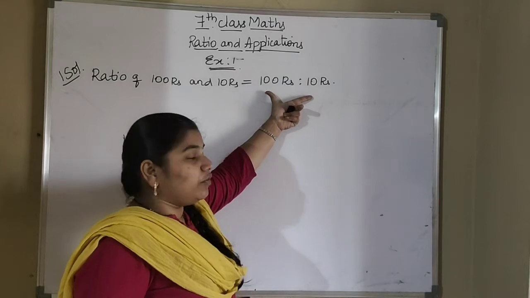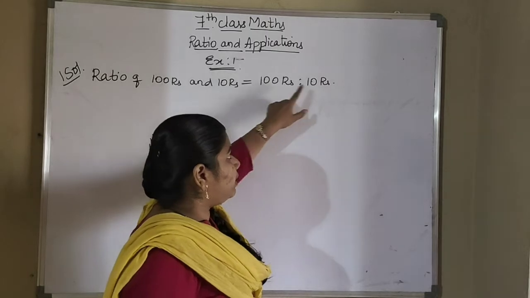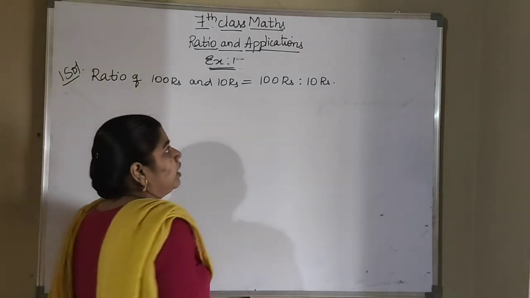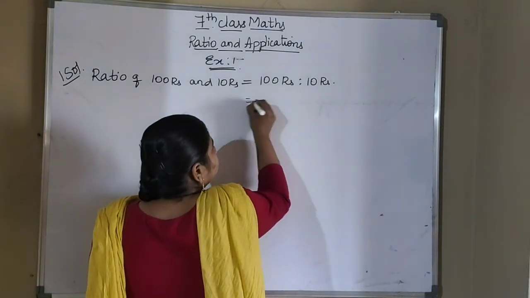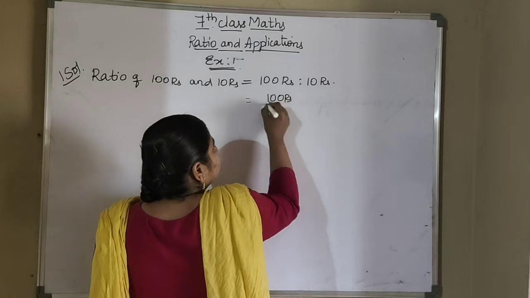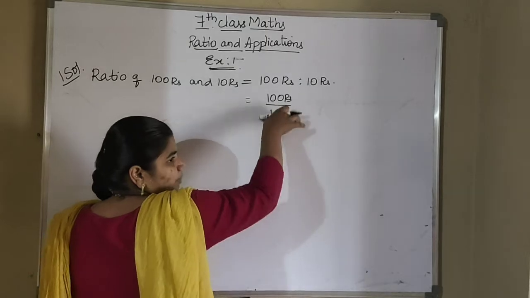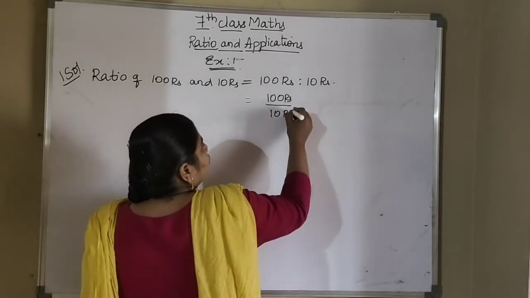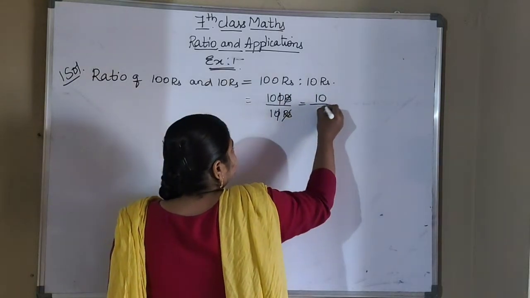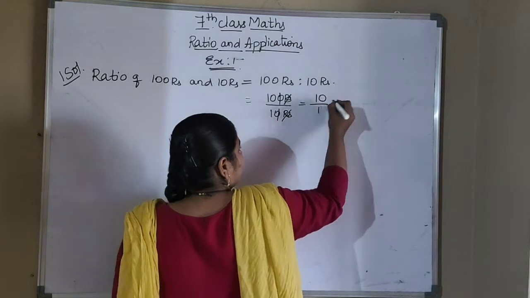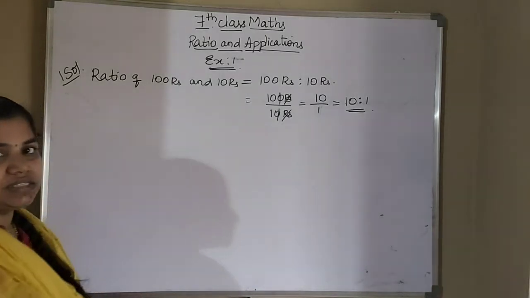Okay, this ratio we have to convert into simplest form. That means we have to show which common factors of these two numbers will cancel. Okay, now how to cancel this? We can write this ratio as a division also, that is 100 rupees by 10 rupees. Ratio can be written in the form of A by B also. Okay, now rupees will get cancelled, 0 will get cancelled. So, what is the remaining one? 10 by 1. So, this 10 by 1 we can write in the form of 10:1. So, this 10:1 is the simplest form.